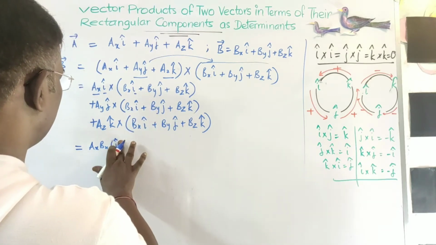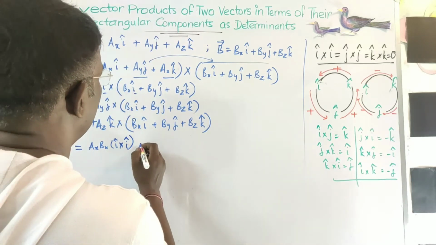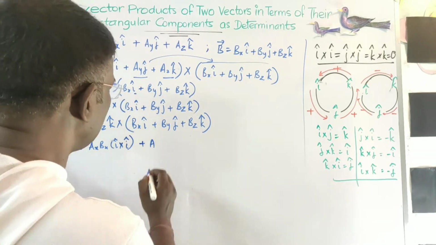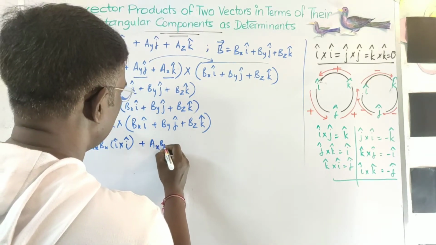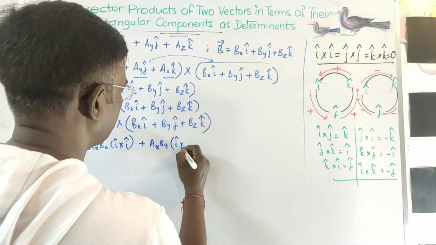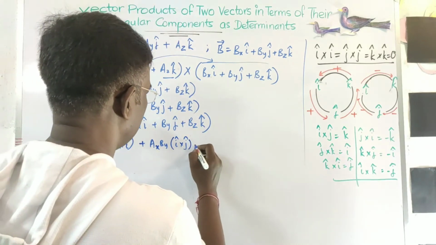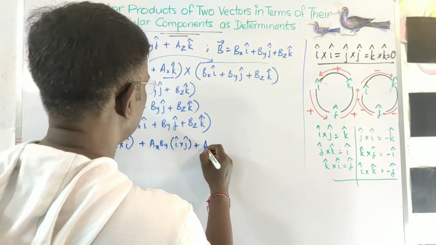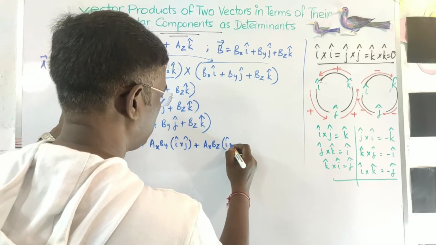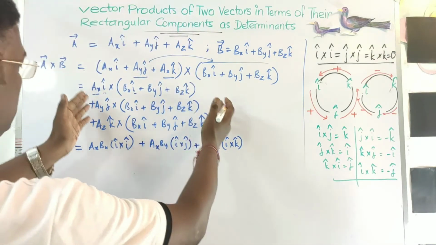Now, you have to, actually, it will be i cross i, two i's are here, plus ax by, it will be i cross j. Follow the order, first i cross j, plus ax bz, i cross k. The first part is over.